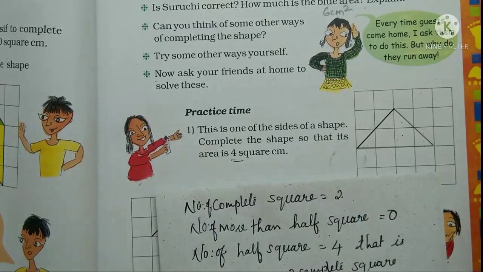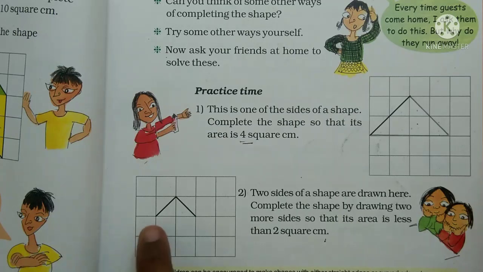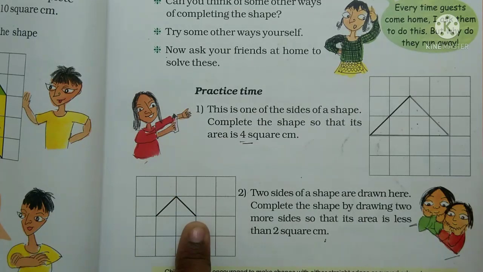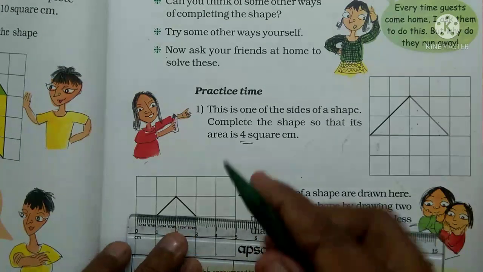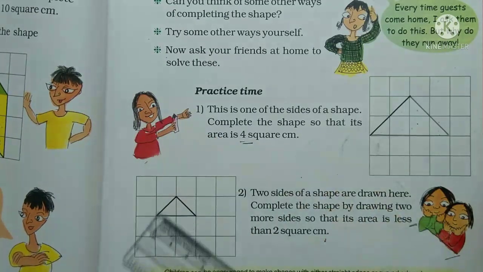Understand all of you? So the next question, two sides of the shapes are drawn here. Complete the shapes by drawing two more sides so that its area is less than 2 square centimeter. We need to find out the area less than 2 square centimeter. So two sides of the figure are given. Okay. So here I can complete like this. So can we find out the area?